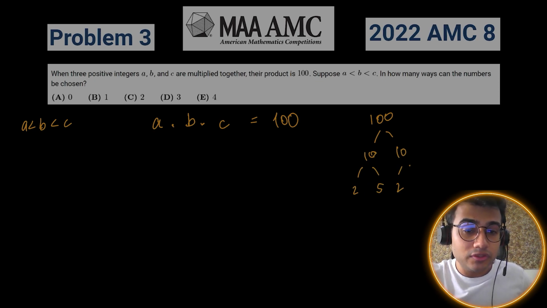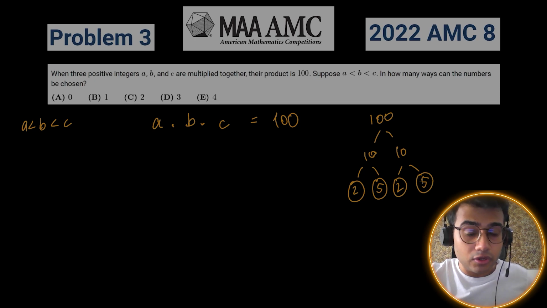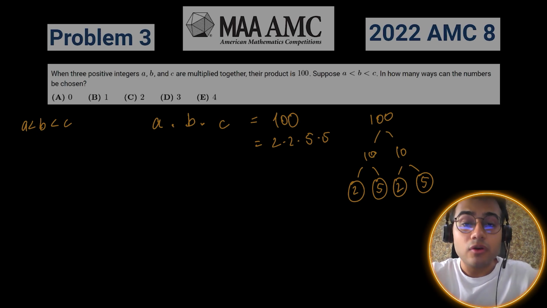So I'm using the tree diagram method to find the prime factorization of 100. And it's actually very easy because you just keep breaking it down until the ends of each of the branches is a prime number. So we know 100 is made up of 2 2s and 2 5s. Okay, so since all the numbers are made up of prime factors, therefore A, B, C, since they multiply to make 100, must be made up of these prime factors.